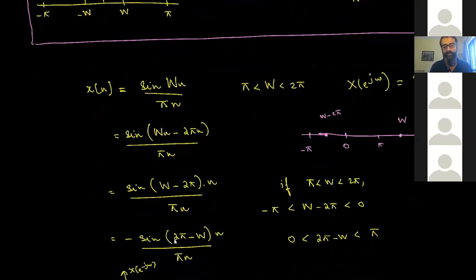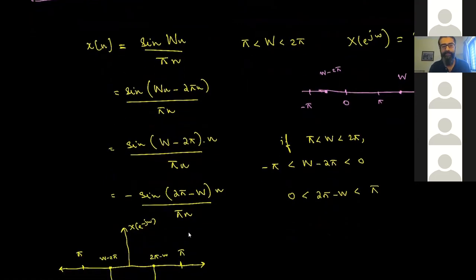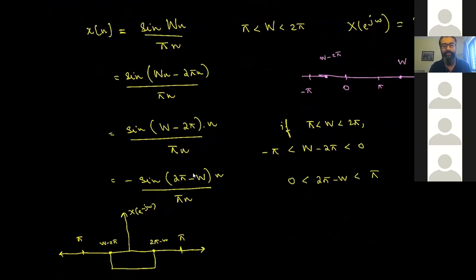And now for a fact, I know that 2 pi minus w is in between 0 and pi. And this is something I know already. Okay, so I've converted this to this form, jiska knowledge hai mere paas, right? And then, yeah, so I know that the Fourier transform for this is a rectangular pulse, and this, because of the minus sign, is inverted. Okay? Yes, sir. Okay.